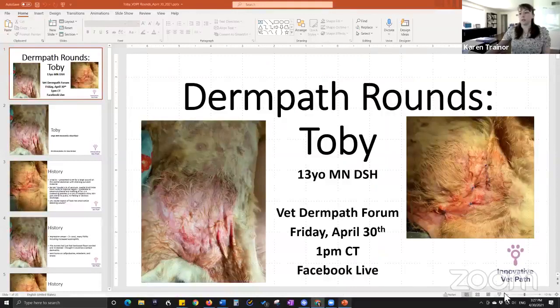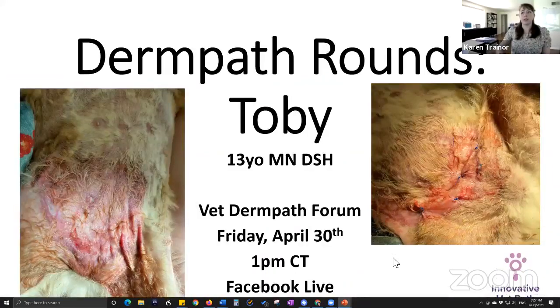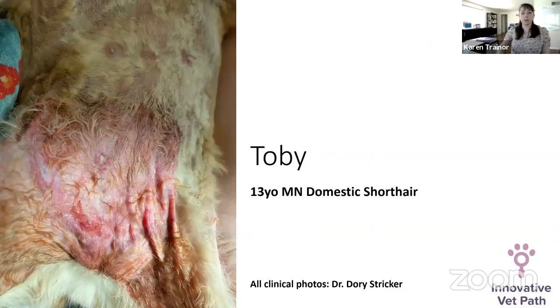So just to get things rolling, these are some of the clinical photos from Toby, and just to introduce you to his case. He is a 13-year-old male neuter domestic short hair, and these are clinical photos that were provided by Dr. Dory Stricker. And we can see here there's a lot of erythema, perhaps some alopecia on the caudal ventral abdomen, and extending a bit medially onto the thighs.